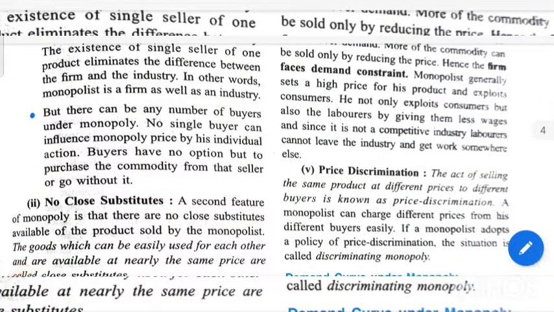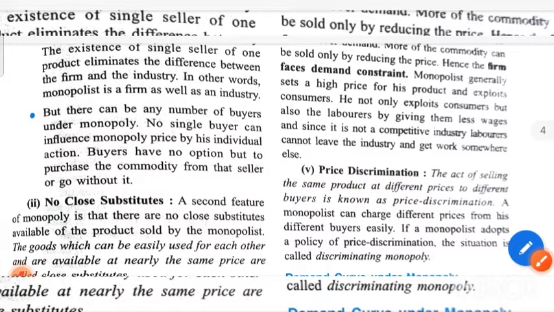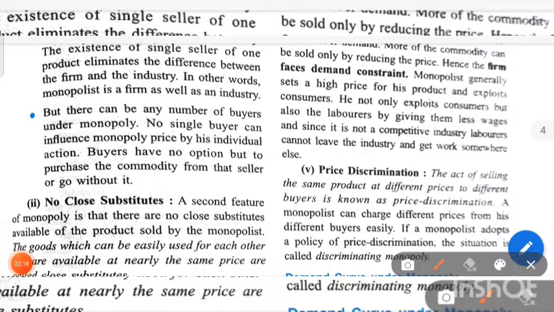Then the most important one: if you see the last year's papers, this point has been given as a long question and also a short question. Price discrimination. What does this word mean? Price discrimination means charging different prices from different consumers.